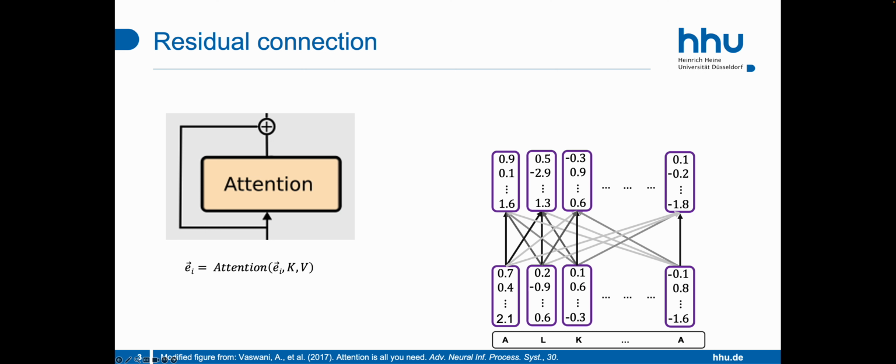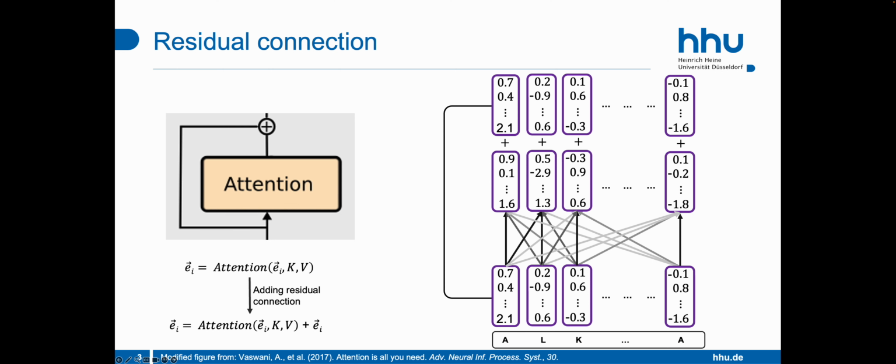We have a numerical vector representation for each vector in the input sequence. And we use the attention function to update each representation using information about the other representations in the input sequence. This is defined by the attention function we saw in the previous video. The updated vector EI is equal to the result of the attention function. Adding a residual connection simply means that after calculating the updated vector with the attention function, we simply add the original vector EI to this updated vector.